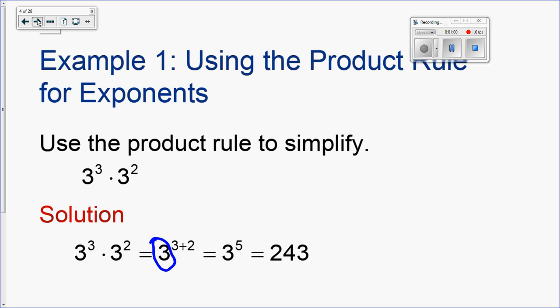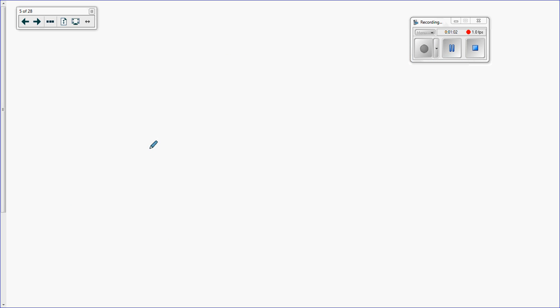So if I had 3 to the second times 3, even though we don't write it, there's a 1 here, this would be 3 to the third, which would be 27. So sometimes they might ask you to write it with the exponent. Sometimes they might ask you to evaluate it. So you have to be prepared to write it both ways.